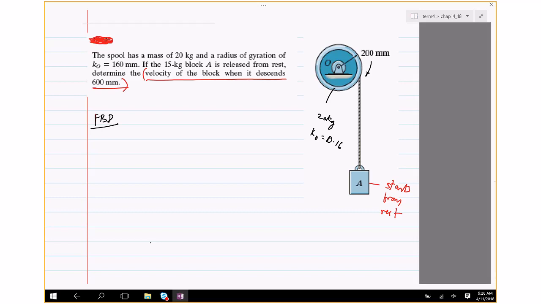Okay. In this case, I just want to draw it for the complete system because essentially I'm not interested in the tension. If I draw individual free body diagrams, it gives me the tension, and I'm not interested in that. So I'm going to draw a complete free body diagram for the complete system.